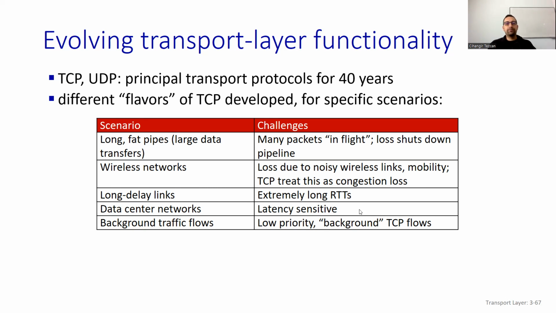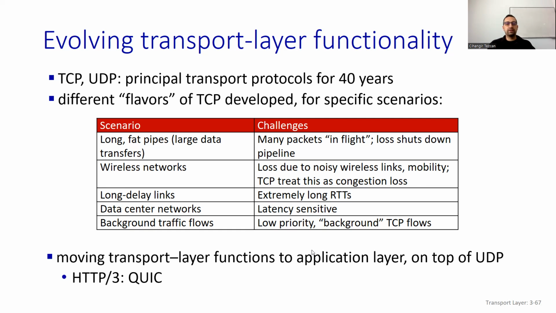Long delay links, then the challenge is extremely long RTTs. Data center networks, latency sensitive. Background traffic flows, low priority background TCP flows, right? There are many different scenarios now, so the challenges are different. So this is why people are trying to move on to UDP, which is faster and solves some of these challenges.